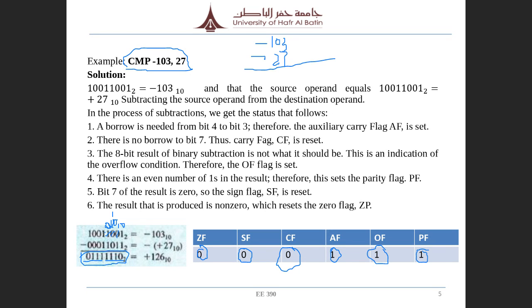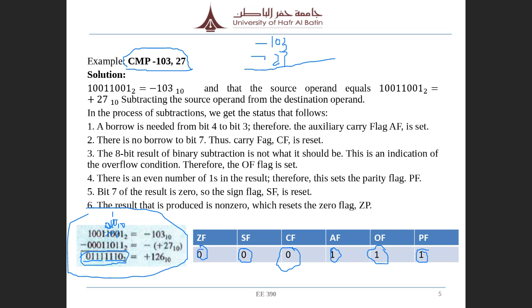So more explanation, like minus 103. So what is minus 103? First of all, you take the binary value for 103 and make its 2's complement. Then you will get minus 103. So it is 1001 1001. So it is a negative number, or signed number, and then the other operand is 27. So 27 is this one. Subtracting the source operand from this, we will do the subtraction here.